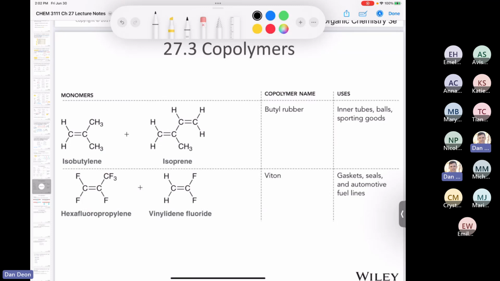Hexafluoropropylene and vinylidene fluoride, those go together to make something called Viton. And I'll be honest, I didn't even know what Viton was until I started working as a chemist. The reason I know what it is now is because Viton is used to make very chemical resistant gaskets that we would put on reaction flasks sometimes to prevent corrosion. So let's say you're doing a reaction in acid at a super high temperature, that can just chew apart plastics or any kind of rubber. And so Viton is a very resistant rubber or polymer. And it says gasket seals, and then of course fuel lines would be another example of where it could be used.